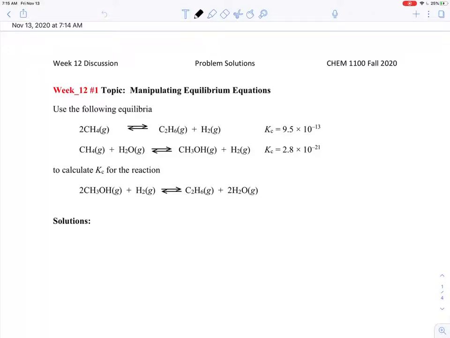Okay, so this is week number 12, problem number one, manipulating the equilibrium constant. Let's look at the expression here. This is methane. When methane is converted into ethane with hydrogen, this is, I guess, a hydrogen generation reaction. Also, methane can react with water to make methanol and generate hydrogen.